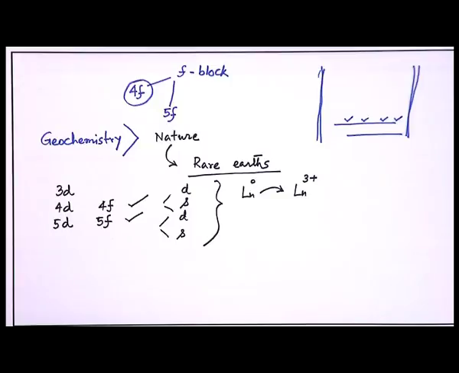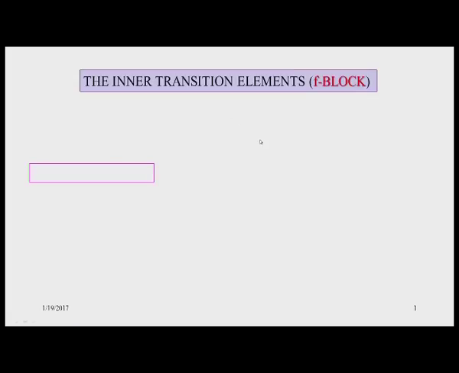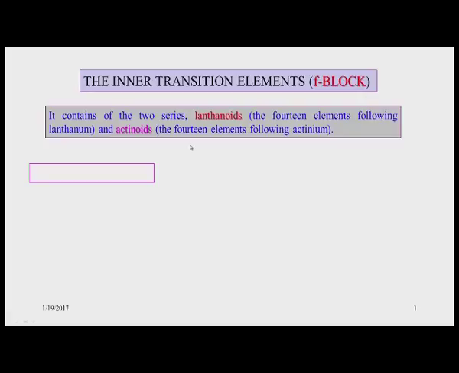Since they are inside the transition elements, they are called inner transition elements, because when we reach the transition elements such as the 5d or 4d, they are filling beforehand. These inner transition elements have 2 series, as I just told you, the lanthanoids and actinoids, having 14 elements in each series. But what about their electronic configurations?